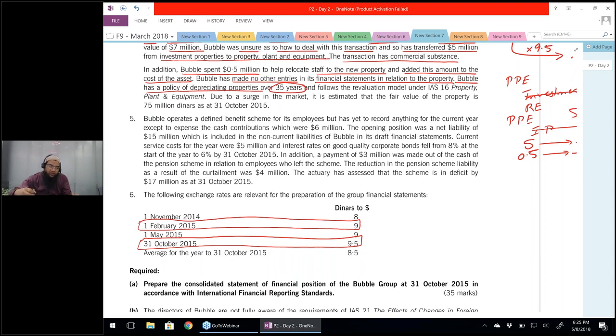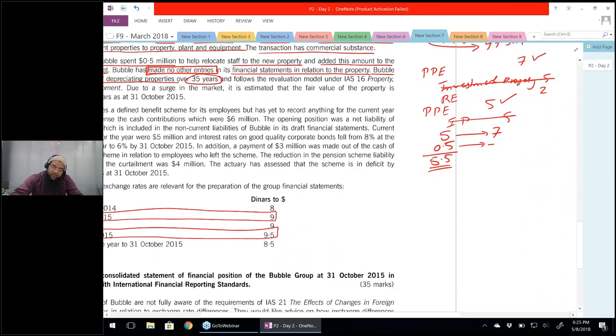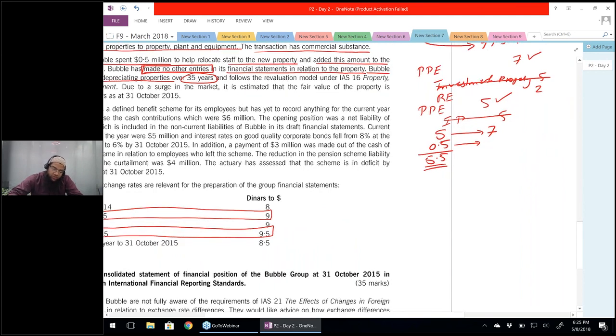Actually, the question has already informed us above that Bubble has made no other entries. It has only recorded 5 and 0.5, which means the question has not yet depreciated the asset, because it has written very clearly that no other entry has been made. So we are expected to record the depreciation over the value of $7 million. So 7 divided by 35 years will give us the annual depreciation.